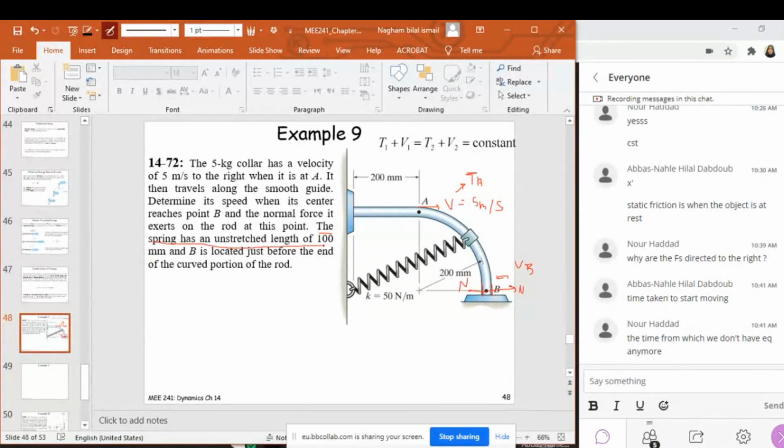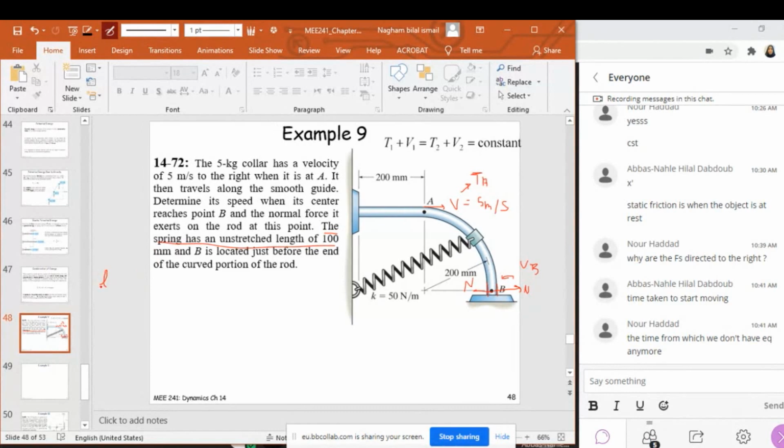Now, there is a very important sentence here. They are saying that the spring has an unstretched length. So L0 is equal to 100. Why is it important to know the unstretched length? Because in fact, I know that V, the potential energy, is half k s squared. And what is s? It's L current minus L0, right? Because I know that s is L minus L0. So that's why it's very important to know what is L0.